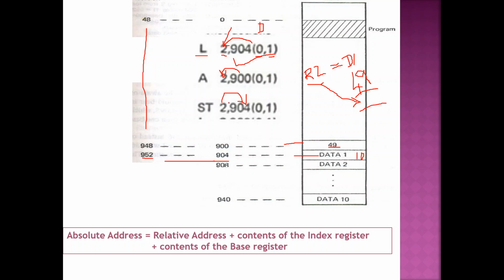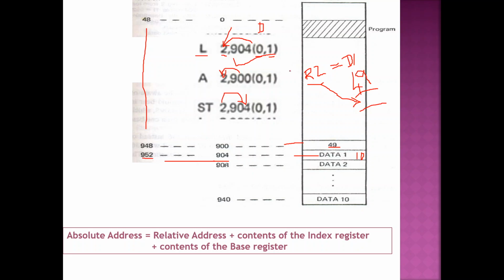Then the sum is now present in register 2. What are you supposed to do? Store it back in 904. Understand? These three lines you remember. With this we are going to see three different topics. So this much coding has to be remembered.